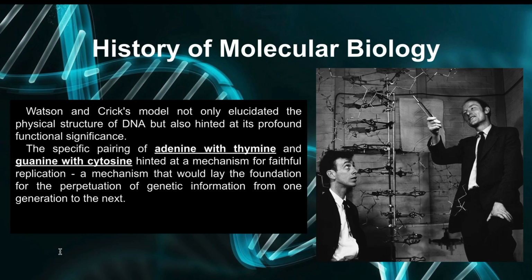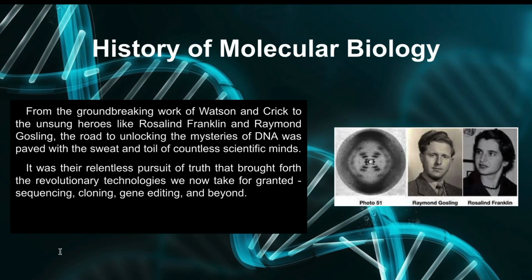Watson and Crick's model not only elucidated the physical structure of DNA, but also hinted at its profound functional significance. The specific pairing of adenine with thymine and guanine with cytosine hinted at a mechanism for faithful replication, a mechanism that would lay the foundation for the perpetuation of genetic information from one generation to the next.